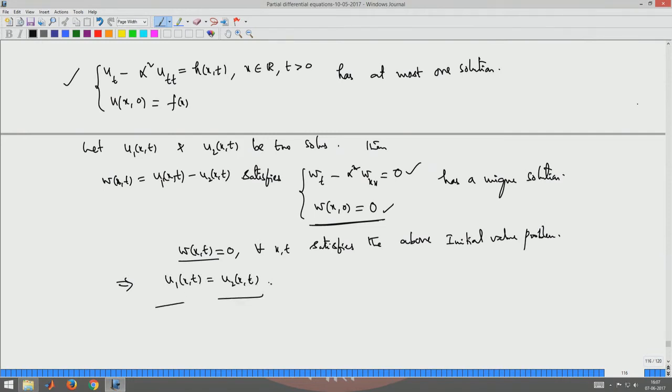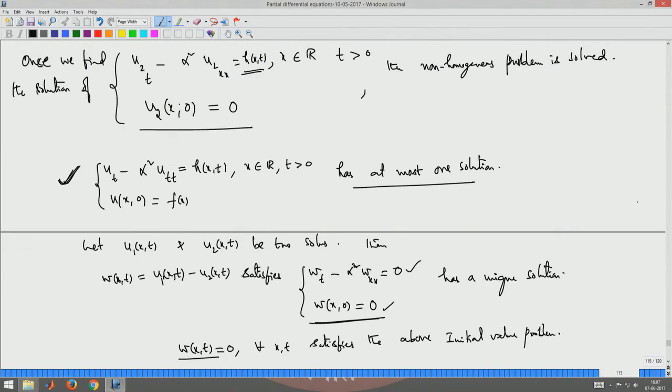This means the non-homogeneous equation with the initial data has at most one solution. If you can construct a solution, that should be the unique solution for this problem. So, I try to construct in a special way a solution for the non-homogeneous equation, actually with 0 initial data. So, we will try to get u2.